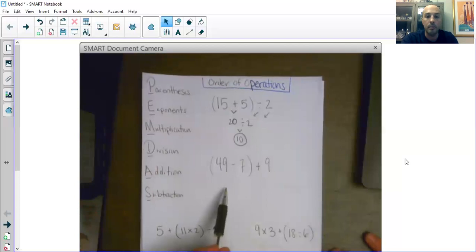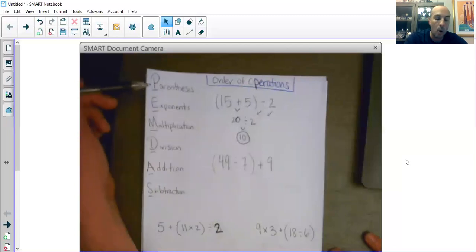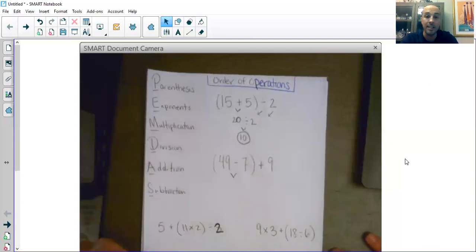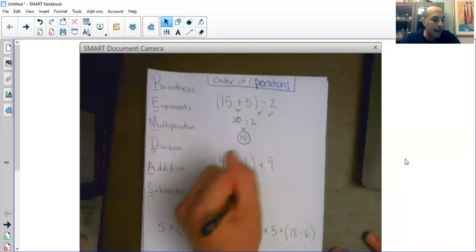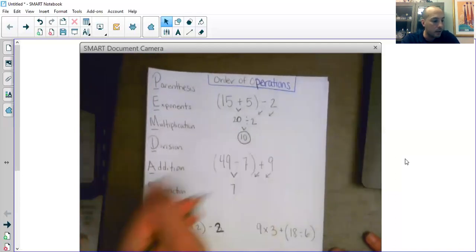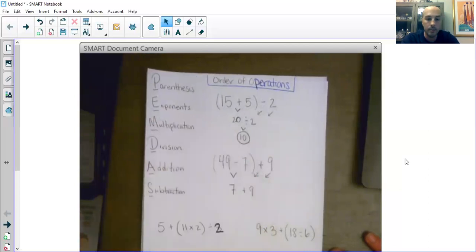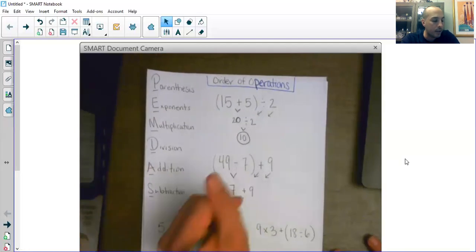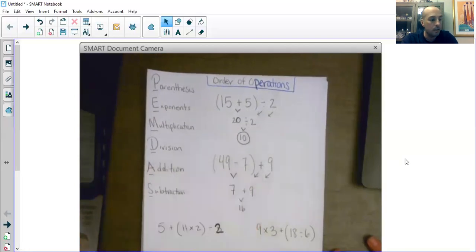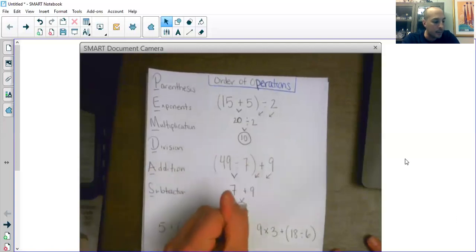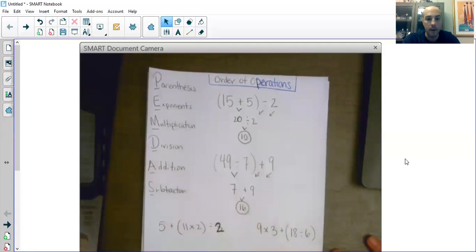49 divided by 7 plus 9. 49 divided by 7 are in the parentheses. Again, parentheses always comes first. P is always the first operation in PEMDAS. So 49 divided by 7 is 7. Bring everything else down. So my new equation is 7 plus 9. 9 plus 7 is 16. So the answer to 49 divided by 7 plus 9 is 16. I'm going to circle my final answer.